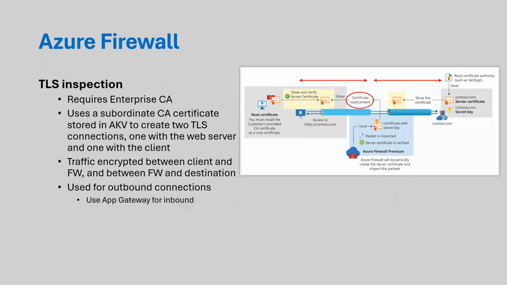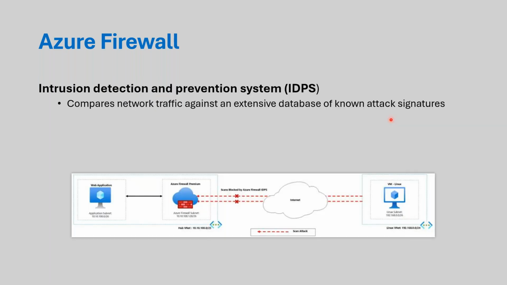Intrusion protection systems. It compares traffic against an extensive database of known attack signatures. So this is what Microsoft offers you. It's going to do packet inspection, signature matching, and alert generation and blocking. So it will detect when an intrusion attempt is happening and block that traffic. A lot of firewalls have this feature now. The Azure firewall has it in its premium as well.